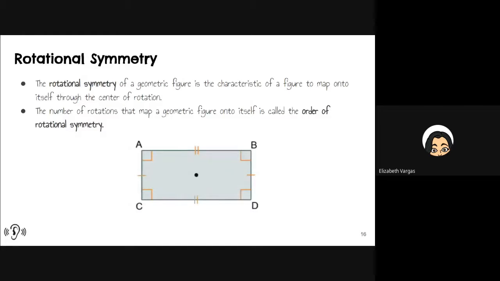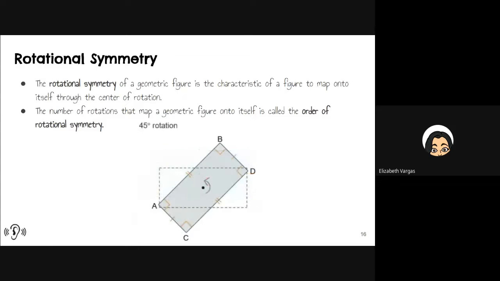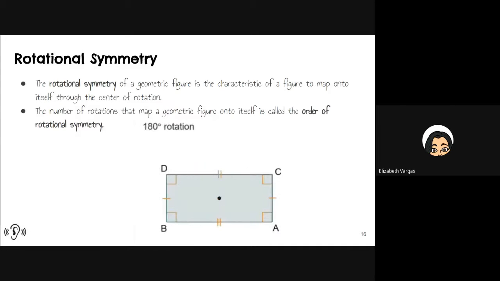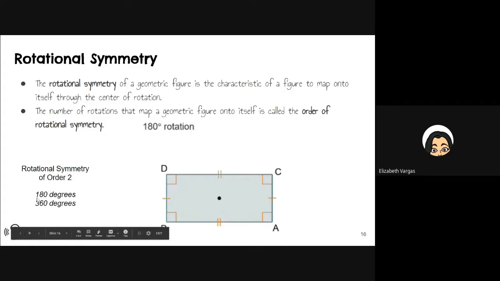So here we have this rectangle. If I turn this rectangle about that center point 45 degrees, let's say, we can see that that rectangle does not map back to its original point. So that is not an order of its rotational symmetry. If I go ahead and go 180 degrees, well, we can see that that rectangle did map back to the point where it started, and so that is an order of rotational symmetry. So we can say that this rectangle has 2 orders of rotational symmetry, one at 180 degrees and one at 360 degrees.